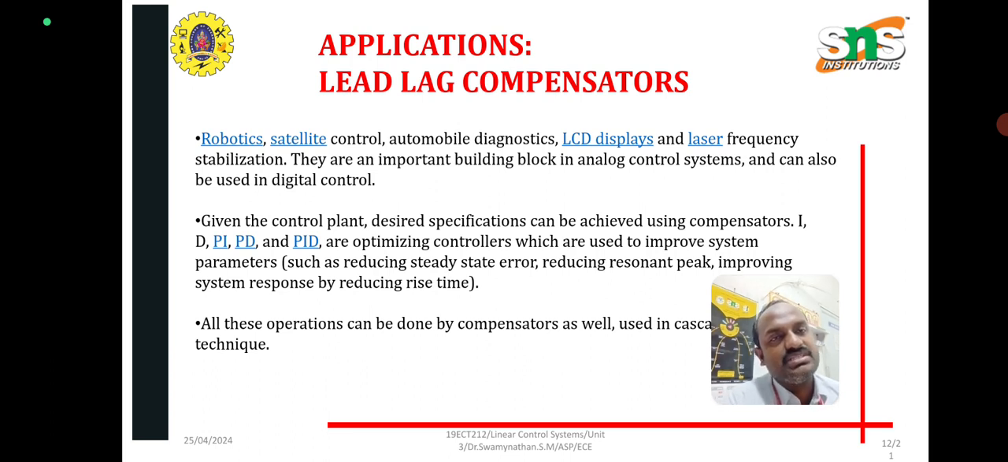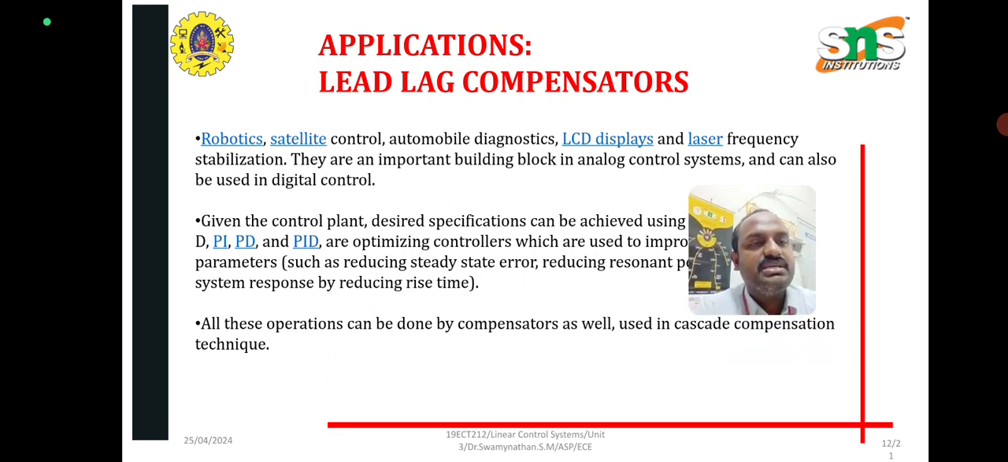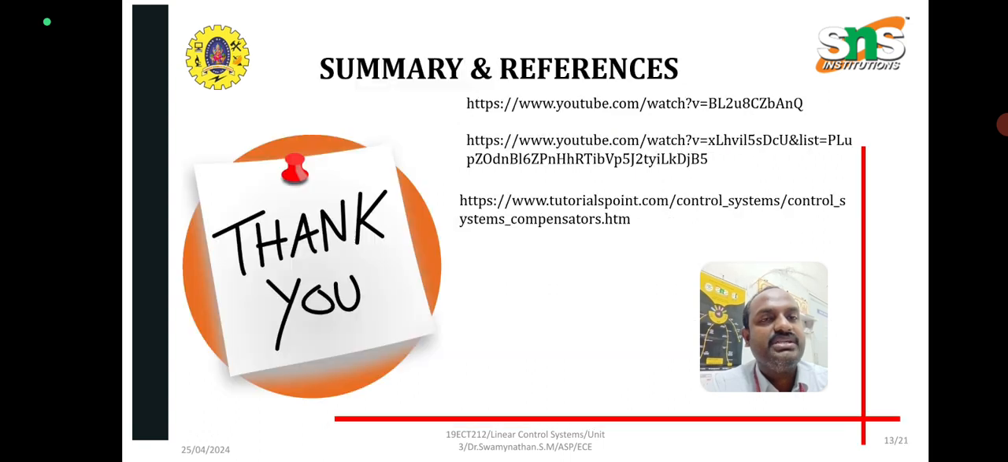The lead lag compensator is used mainly in robotics, satellite control, automatic diagnostics in the medical electronics field, and LCD and laser frequency stabilization. Other compensators such as PI, PD, PID, or optimizing controllers are used to improve system performance, like reducing steady state error, reducing the resonant peak, and improving the system response by reducing the rise time. All these operations can be done using these compensators in cascade compensation techniques.